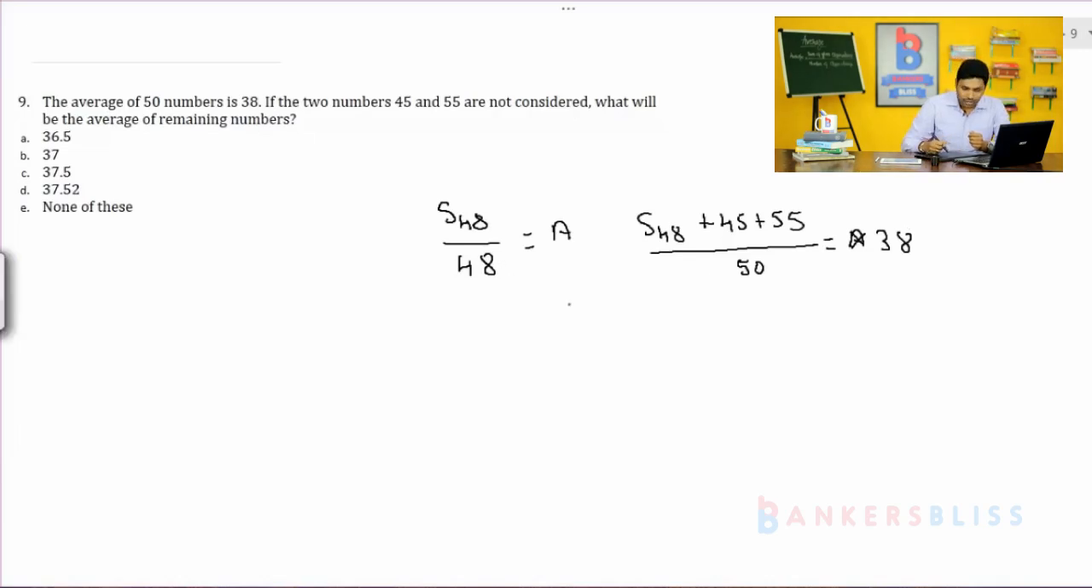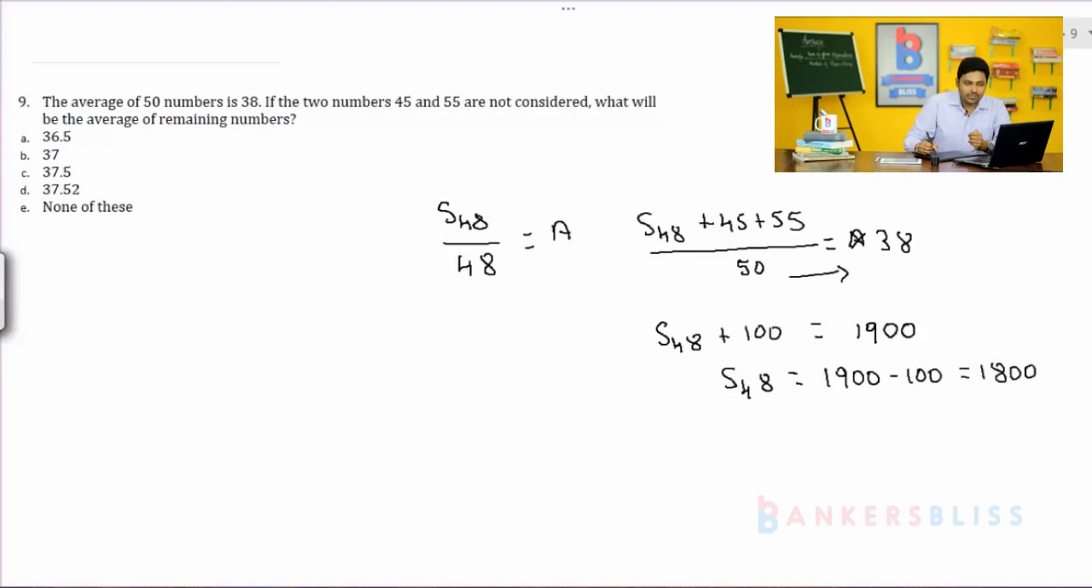So sum of 48 plus 45 plus 55, which is 100, is equal to 38 into 50. 8 5s are 40, 4 carry over, 5 3s are 15 plus 4, 19. So 1900. Sum of 48 is equal to 1900 minus 100, which is equal to 1800.